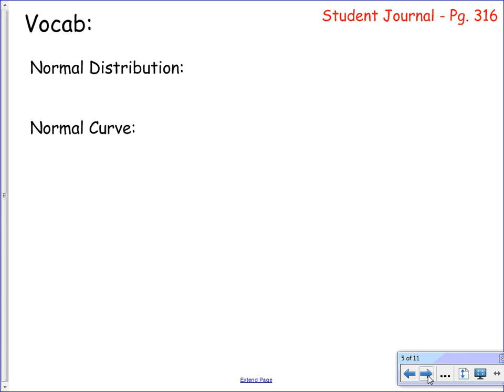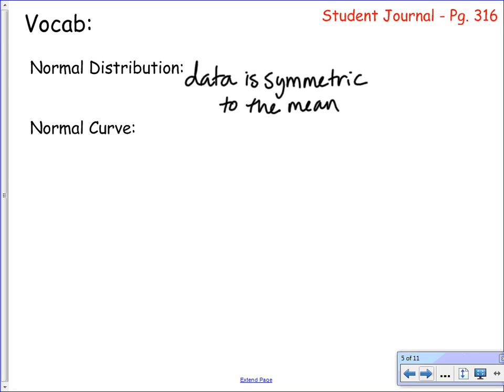Okay, normal distribution is just like a special set of data that has a special distribution from the mean. And what normal distribution means is that data is symmetric to the mean. Normally distributed data is symmetric to the mean. This would mean for us that 50% of our data falls above the mean and 50% of the data falls below the mean, so that it's symmetric on both sides or even on both sides.